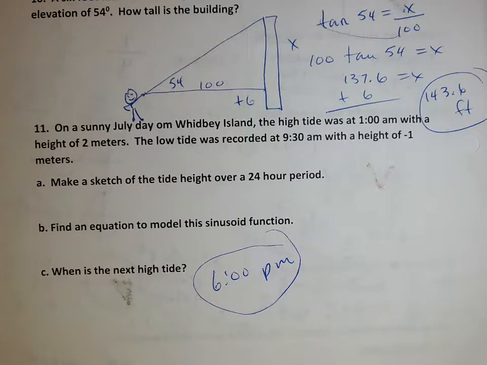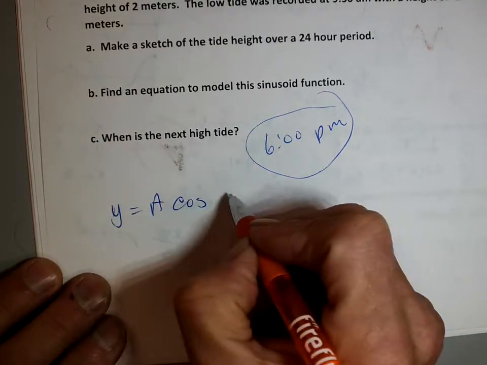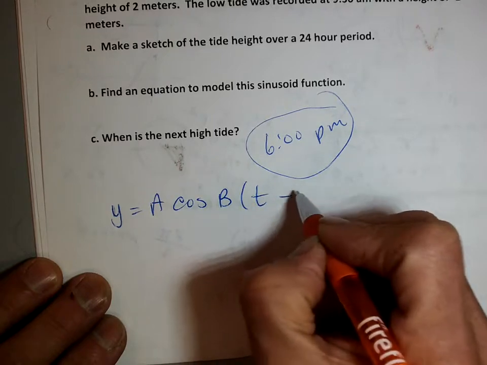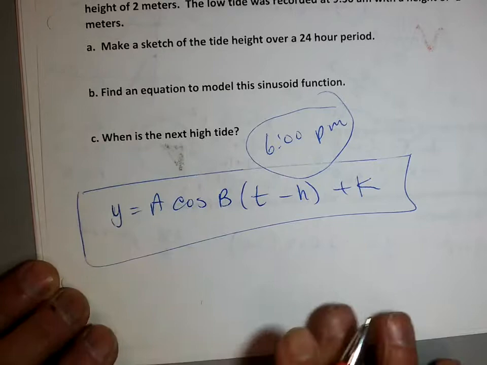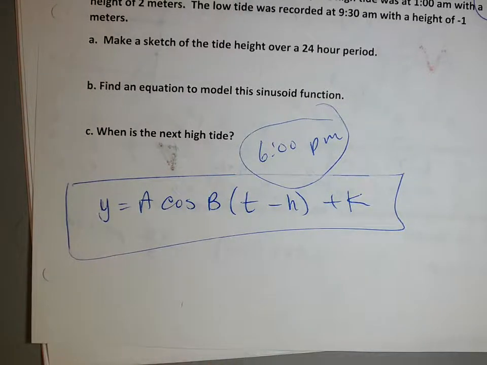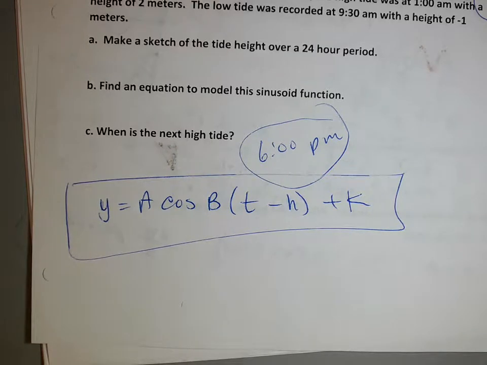Okay. So, to get the equation, we're going to write our y equals a cosine b t minus h plus k. That's the equation we're going to use, okay? We've got to find a, we've got to find b, h, and k, right? And I'll wait for Lauren to give me back my graph, and then we'll work on it, okay? Tell me if I'm going too fast. Plus k? It is plus k, because that's your vertical shift, right?